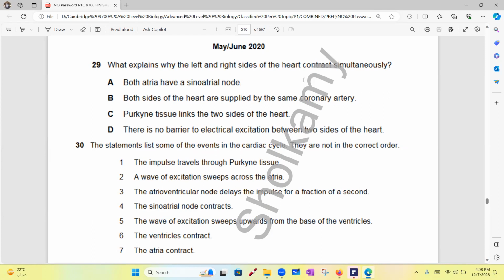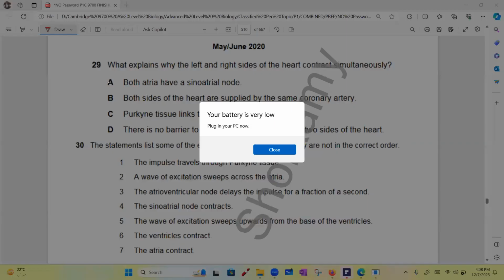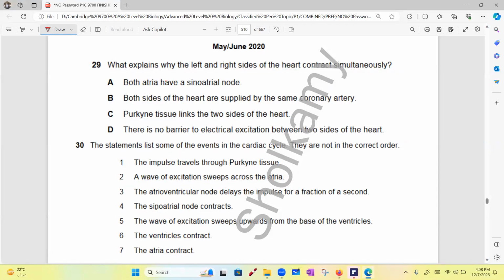Yes, Farouk? There is no barrier to electrical excitation between 2 sides of the heart. Yes, yes. All the other answers are wrong, okay? They don't both have a sinoatrial node, and they don't... 1 minute, because my battery is not right. Okay, so this is wrong, and this is wrong, and this is wrong, and it's D.